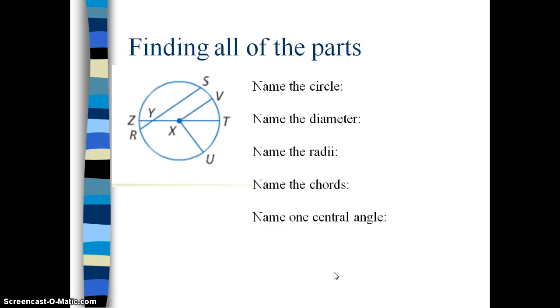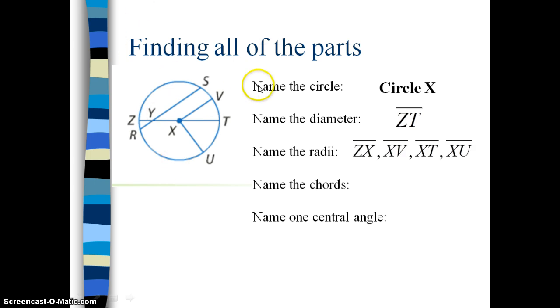So let's practice finding all the parts of a circle. Name the circle. This is going to be circle X because the center is X. Name the diameter. Line segment ZT. Name the radii. That means there's multiple. So we could have ZX, XV, XT, and XU. Any segment that goes from the center to the outside.